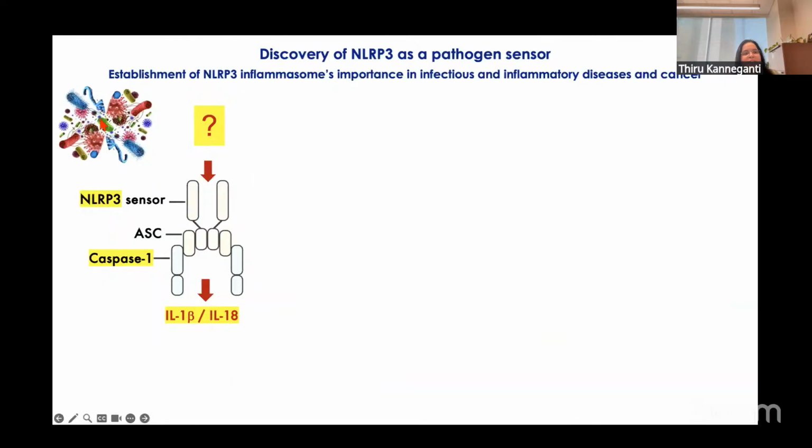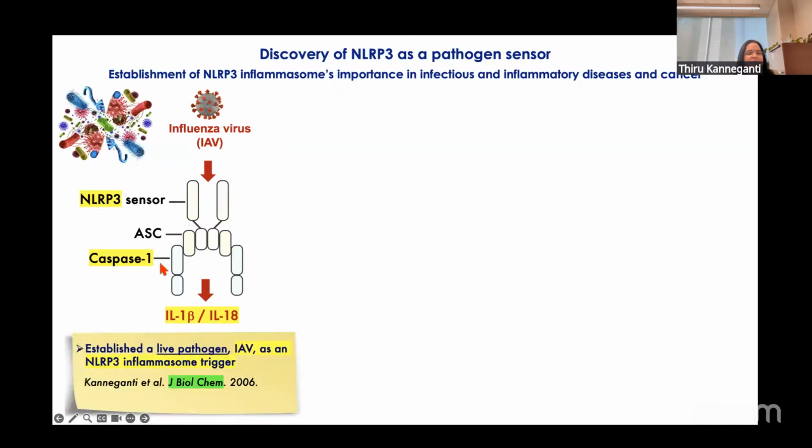So we screened at the time many pathogens that we could test, and of all the pathogens, our data suggested that influenza virus can specifically activate caspase-1 and induce maturation of IL-1 beta and IL-18 via NLRP3. This is the first study to establish that a live pathogen can act as an NLRP3 inflammasome trigger. This goes way back, almost two decades.